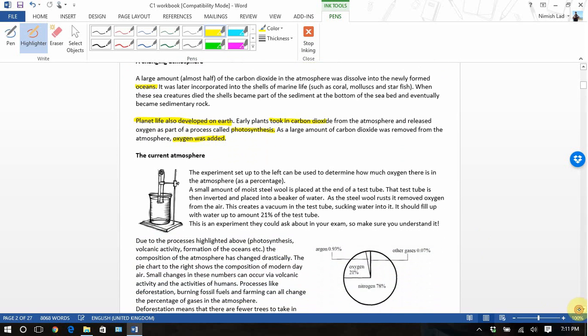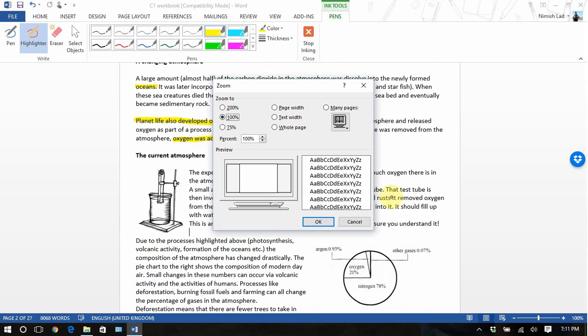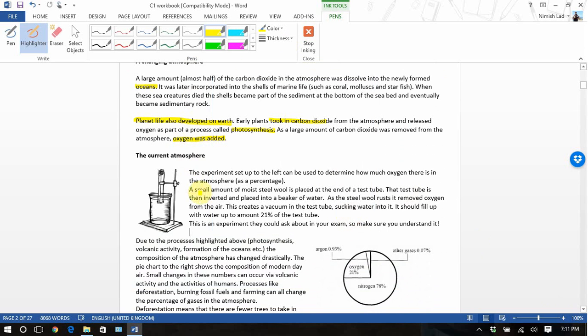The current atmosphere. Well, the experimental setup we have here can be used to investigate the current atmosphere. This is a slow experiment because we're leaving it over time. You could use a similar one but without water, instead using a syringe with markings on it that say how much gas is in there, and you heat it up to speed up the experiment. In this one we've got wet wool, moist steel wool, at the end of the test tube.